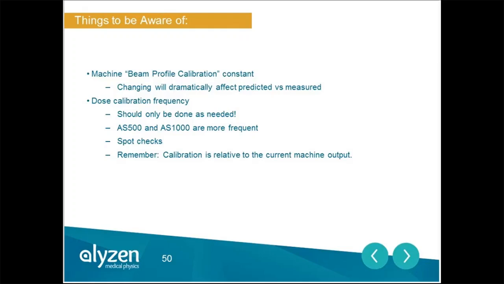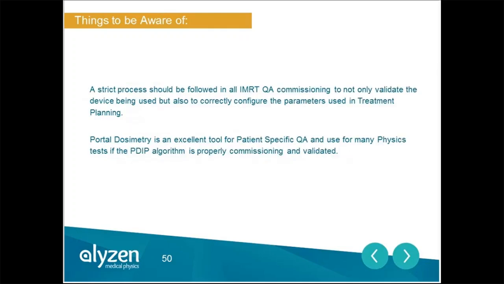But you should also remember that calibration, again, is relative to the output of the machine. If you're going to calibrate this monthly, for example, and your machine starts to drift to, say, 1.02, then 1.03, et cetera, then your calibration of your panel will drift correspondingly. So just be aware of that.